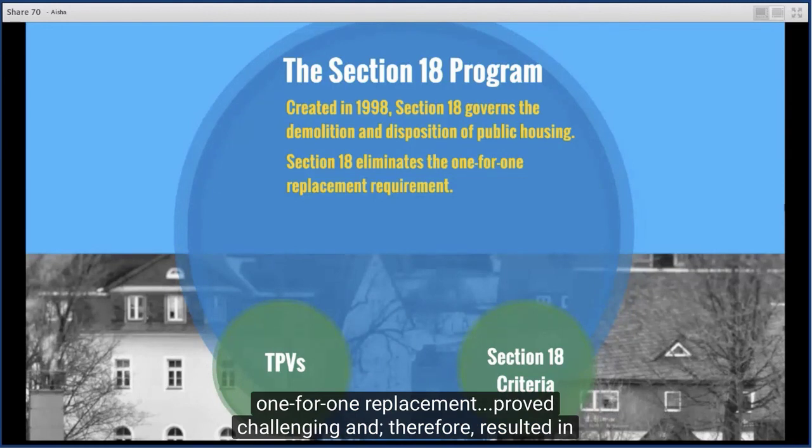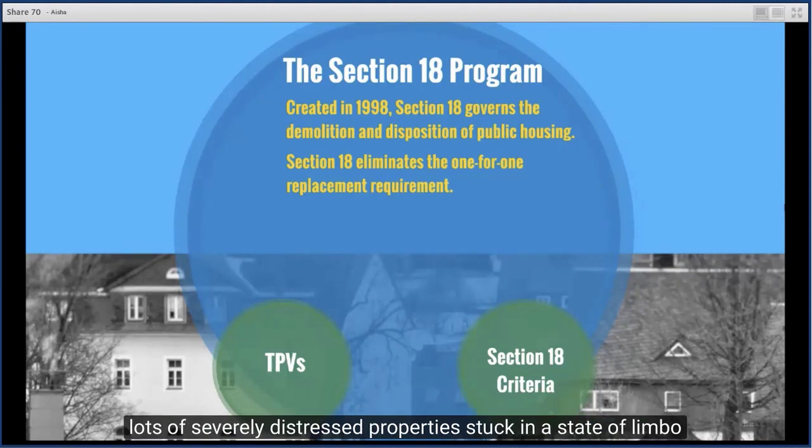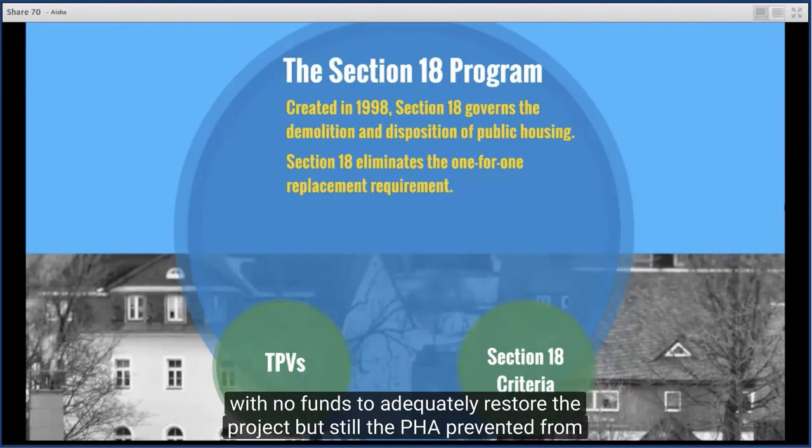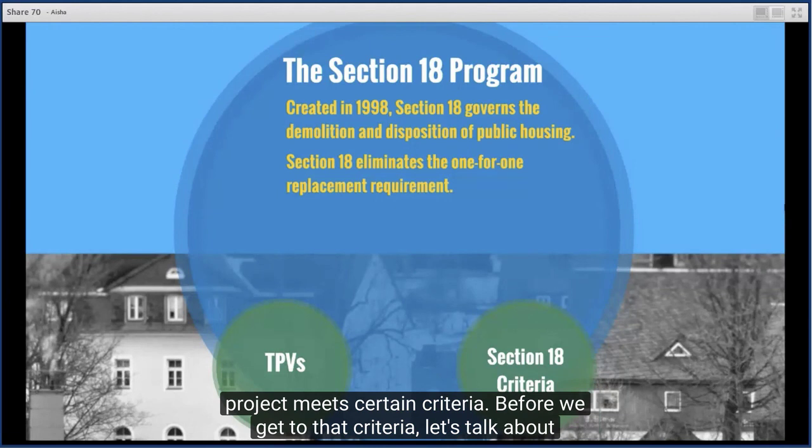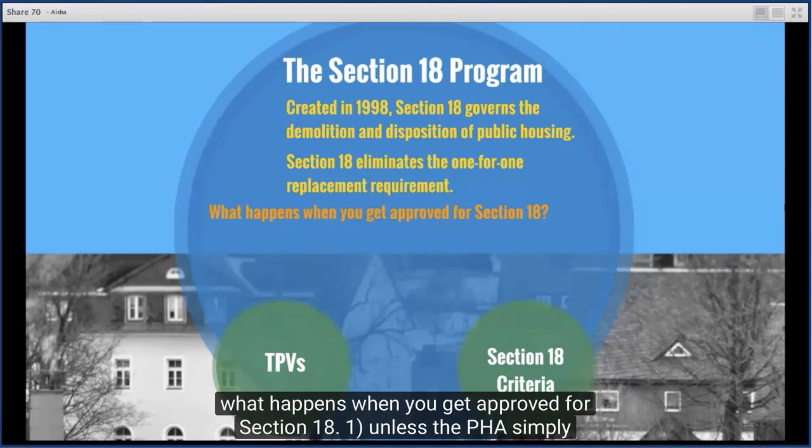This one-for-one replacement proved challenging and therefore resulted in lots of severely distressed properties stuck in a state of limbo, with no funds to adequately restore the project, but still the PHA prevented from removing it. Section 18 eliminates the one-for-one requirement, provided that the project meets certain criteria. Before we get to that criteria, let's talk about what happens when you get approved for Section 18.